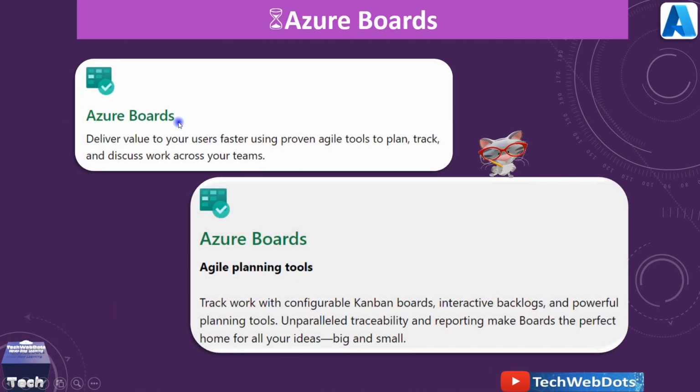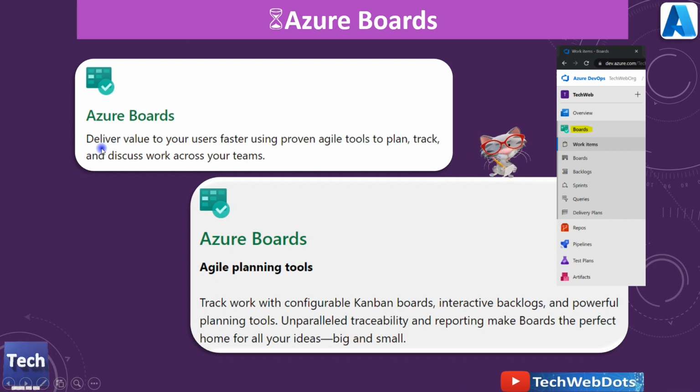So one of them is Azure Boards. Azure Boards says we deliver value to users faster using proven agile tools to plan, track, and discuss work across your teams. I have already created a video series on how Agile works, so you can check the link in the description of this video, because Agile and DevOps work together to deliver the value. When we say it is a repeatable manner, sprint by sprint, we do some work, we deliver some work, and we take the feedback from the client, and then we work on another sprint.